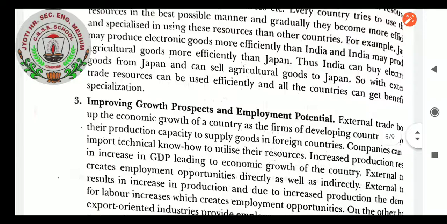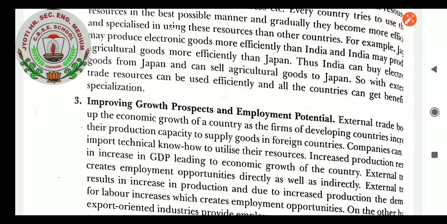Improving growth prospect and employment potential. Definitely, students, India is a country of labor-intensive technology because more and more labor is there. In the same way, Japan has modernized technology because their labor is not so much compared to other countries. So these two countries can interchange the factors they have for production, and the factors they lack, they can get from other countries. So that is a good point of having international business.